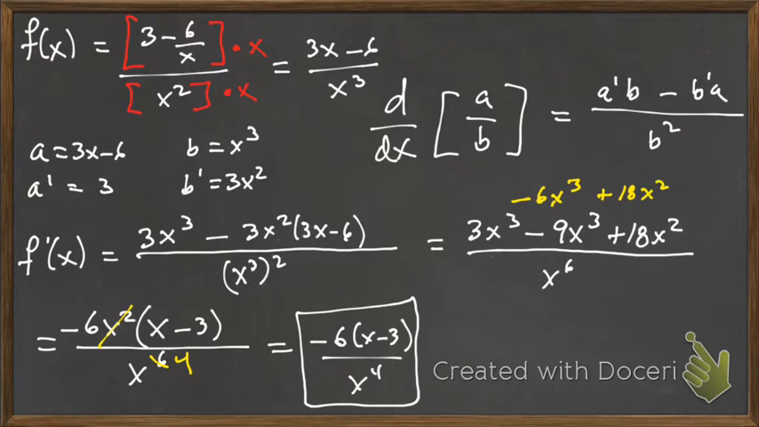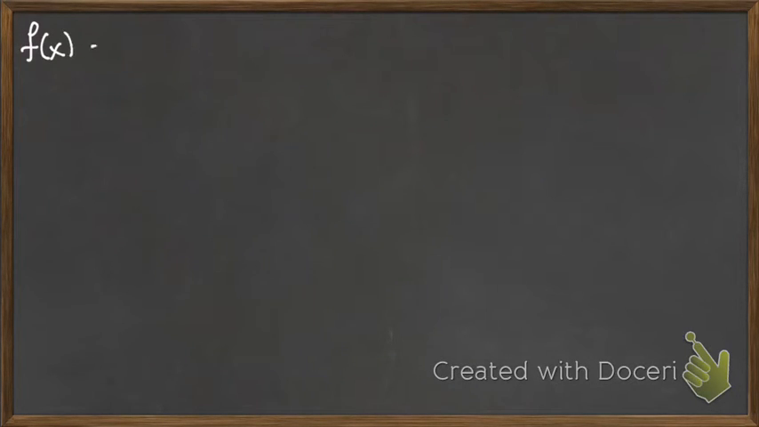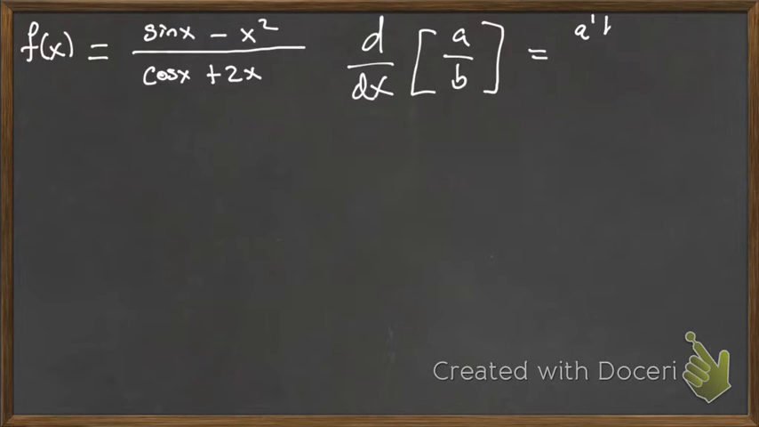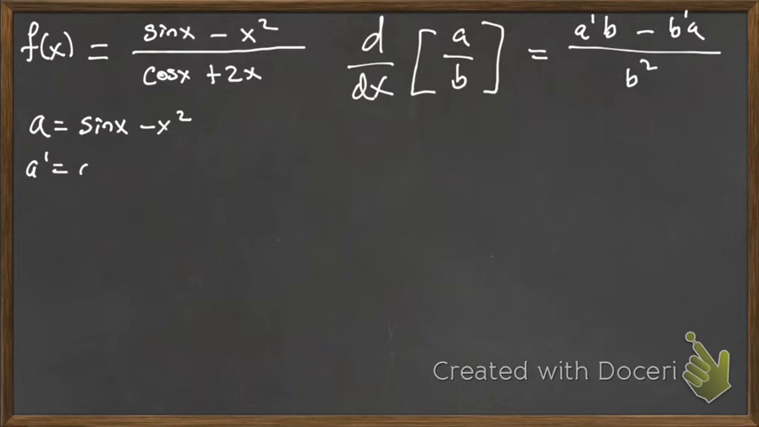Okay, we'll take a look at one more. It's a little messy, but the process is the same. Identify your a, a prime, b, and b prime. So we have the sine of x minus x squared over cosine of x plus 2x. Okay, so a is sine of x minus x squared, a prime is cosine x minus 2x, b is cosine x plus 2x, and the b prime is equal to minus sine x plus 2.